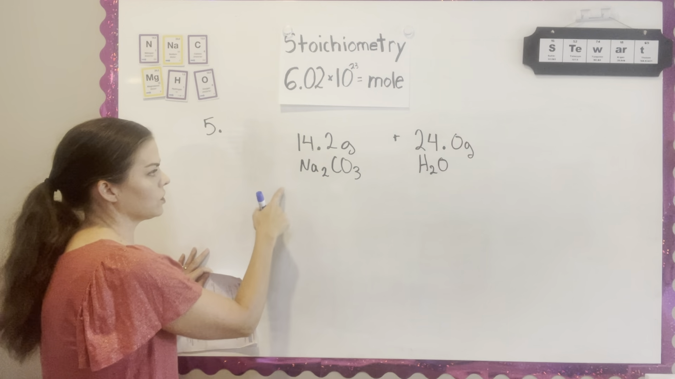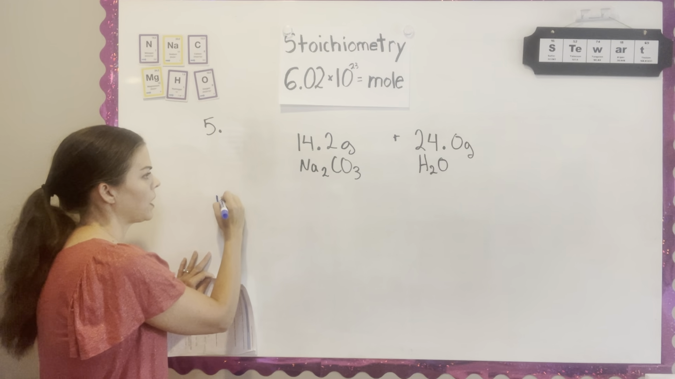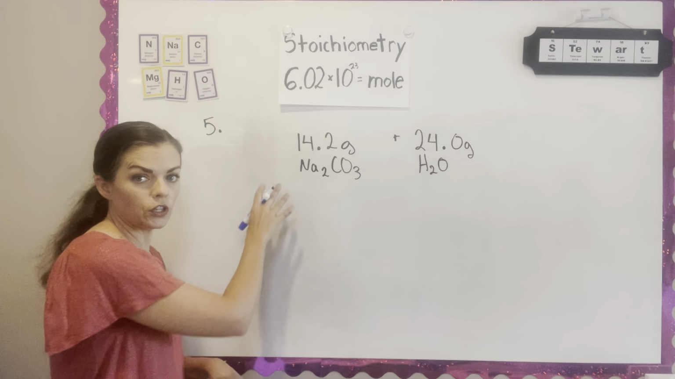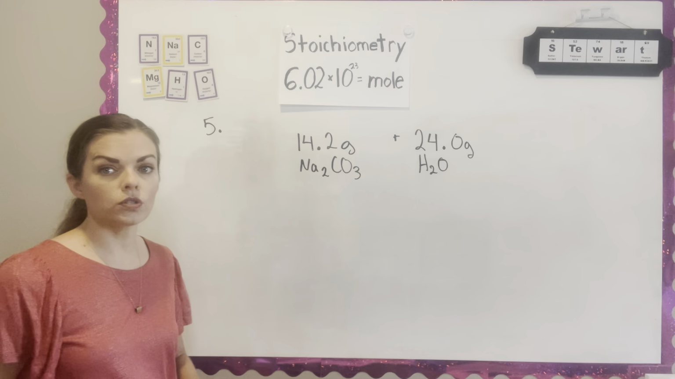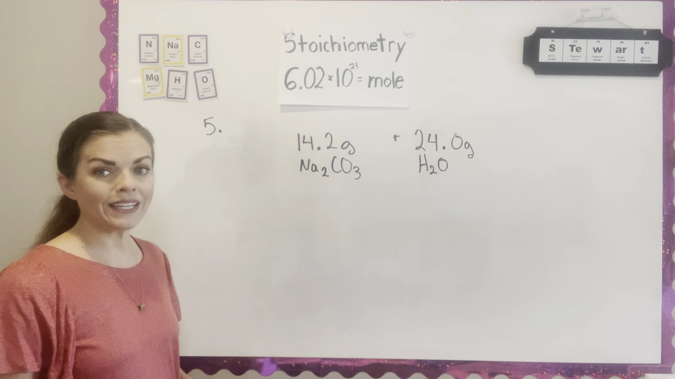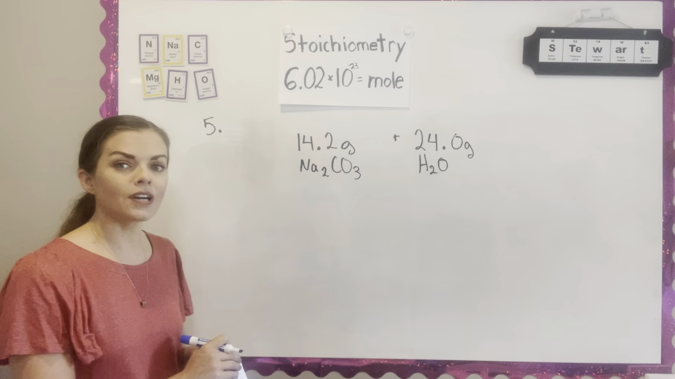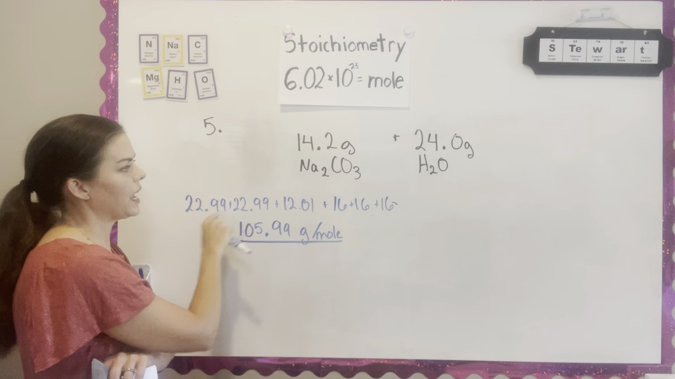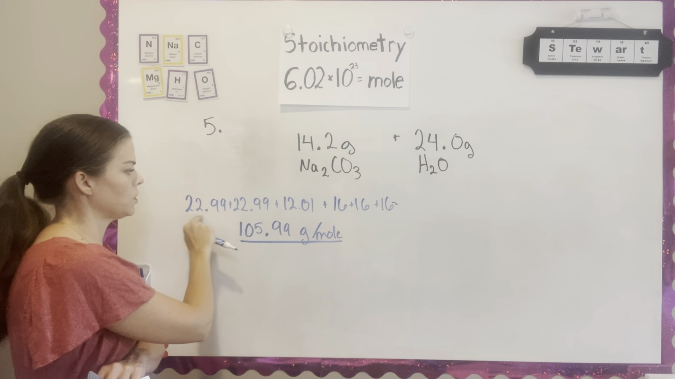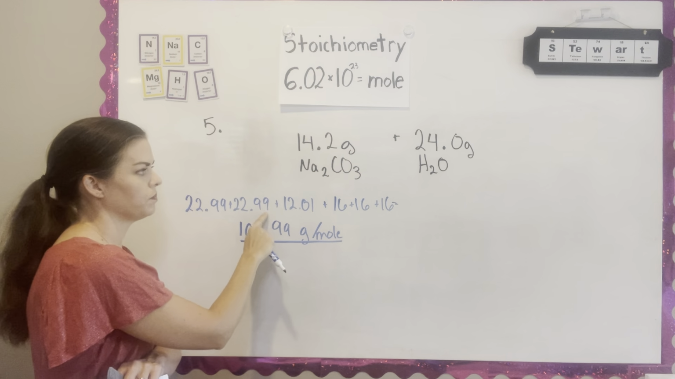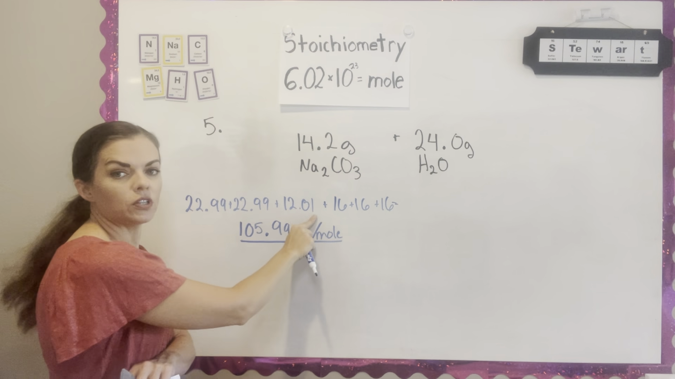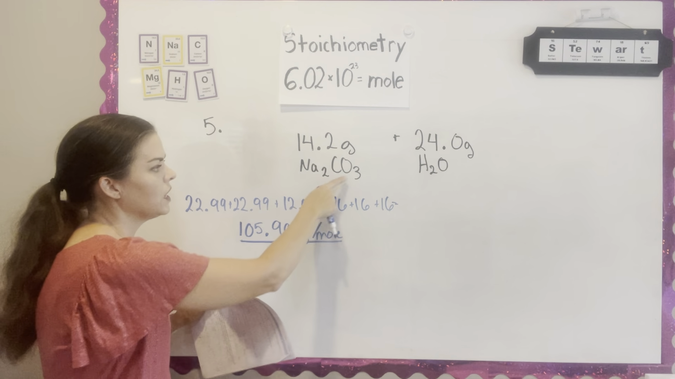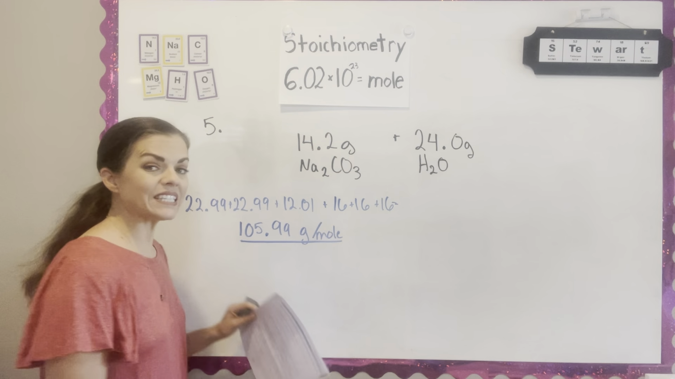So the first one I'm going to convert to moles is the sodium carbonate, and so it's 14.2 grams. To figure out how to go from grams to moles, you need your molar mass, which you're going to get by adding up all the parts of the compound from your periodic table. To figure out the molar mass of this compound, you're going to add up 2 sodiums, and each one is 22.99. Then you're going to add in 1 carbon, which is 12.01, and all these numbers are coming from your periodic table, and 3 oxygens, which each is 16.